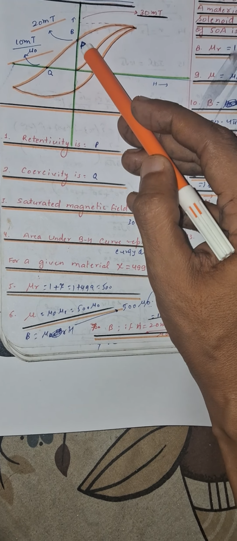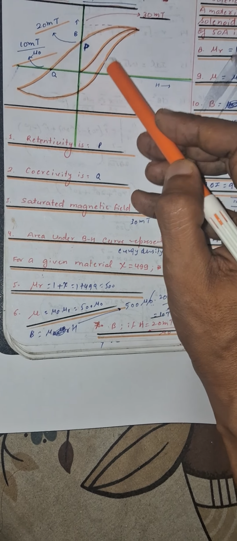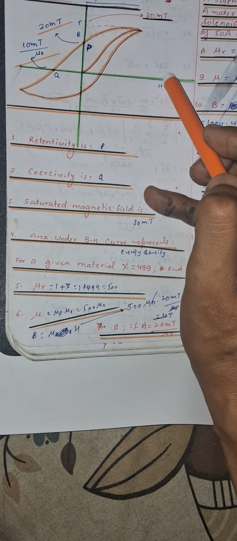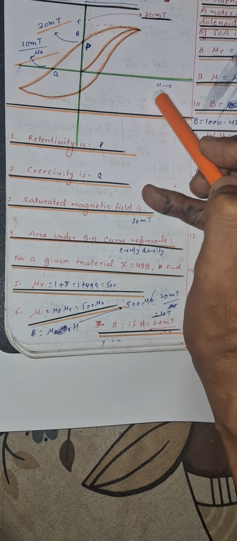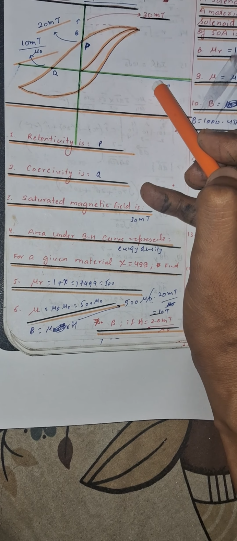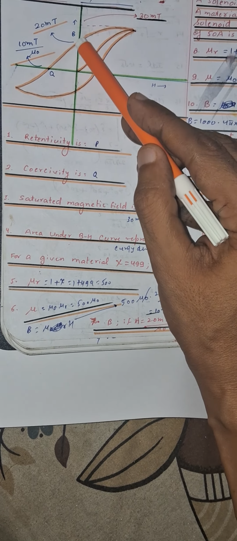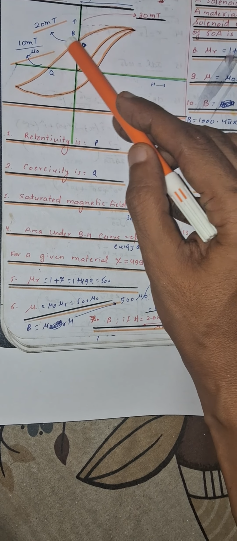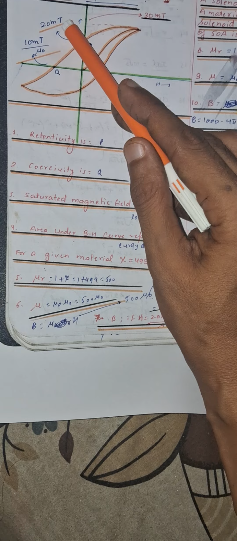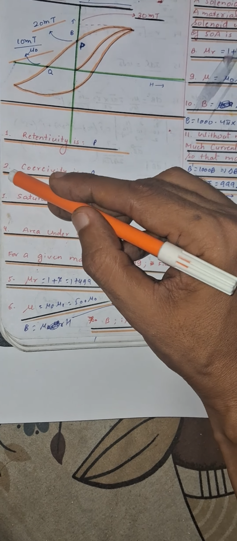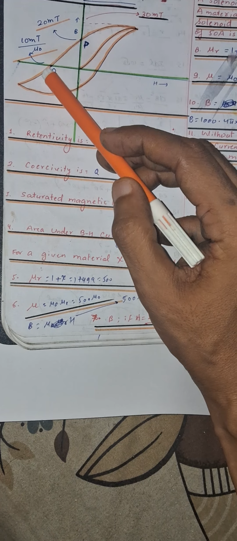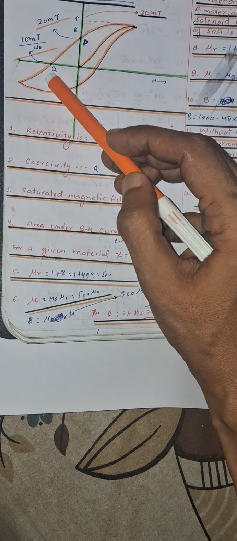Retentivity is given by point P, which is the value of magnetic field when the external magnetizing field is 0, when H is equal to 0. It is represented by the point P, and its value is 20 millitesla. Next is coercivity. Coercivity here is given by point Q.